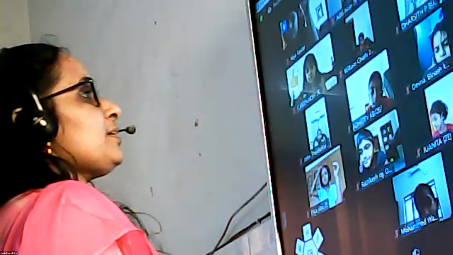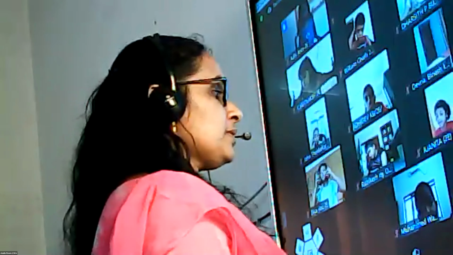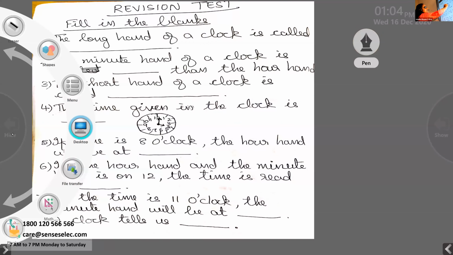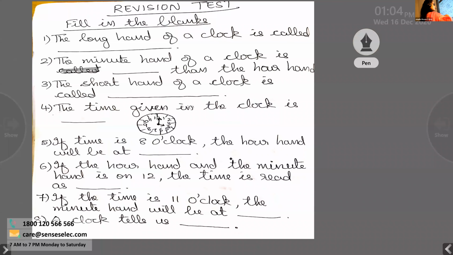Okay. Now, are you all ready with your rough book? Shall I show the question paper? The question paper is a little short today. Only 8 questions are there and each question carries 1 mark. All are fill in the blanks. So open your rough book. I'm going to share the question paper. Yes, this is the question paper. Is the question paper clear, children? Okay. So these are the 8 questions.